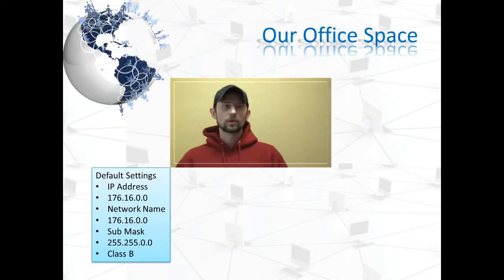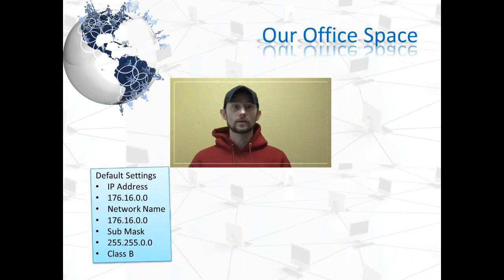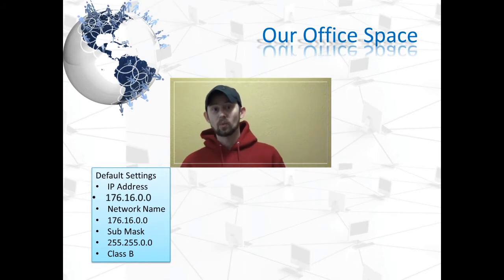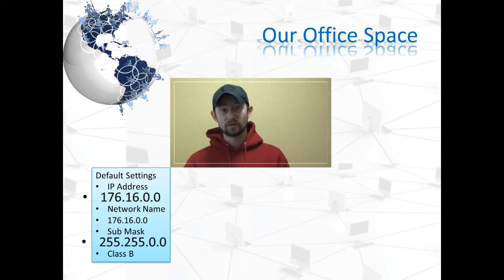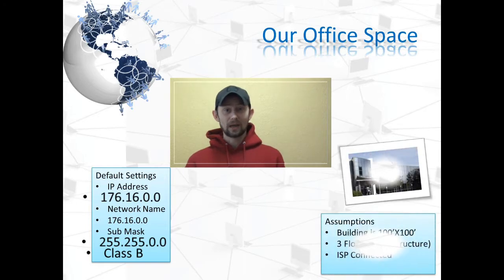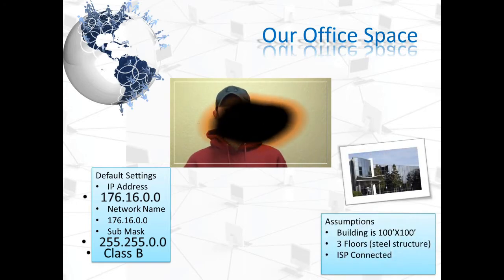So the IP addresses we're going to be using for this, down here in the lower right hand corner, is 176.16.0.0 with a subnet mask of 255.255.0.0, which is Class B. The building we're going to be using is a 3-story building at 100 by 100 square foot area.